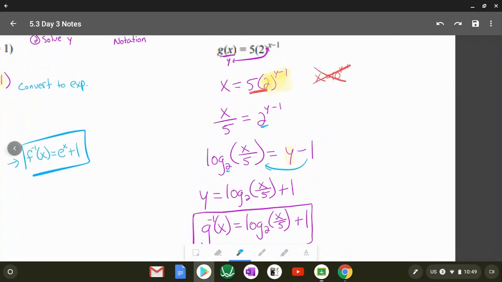Okay, so there's our intro to logs. We did a little bit of converting to make sure we're good on that. We graphed them using transformations. We found the domain algebraically, and then we found the inverses of these log and exponential functions.